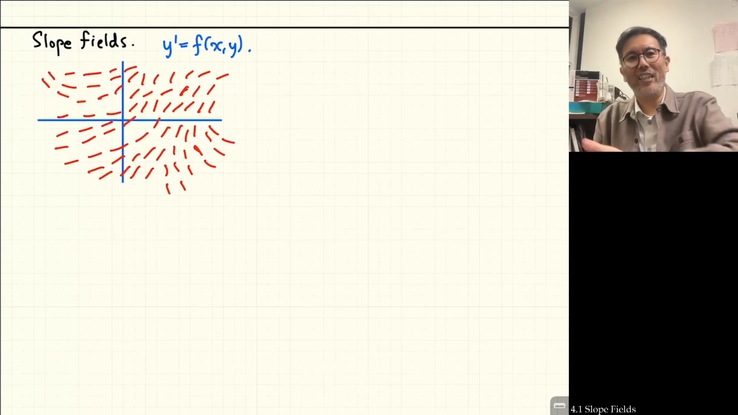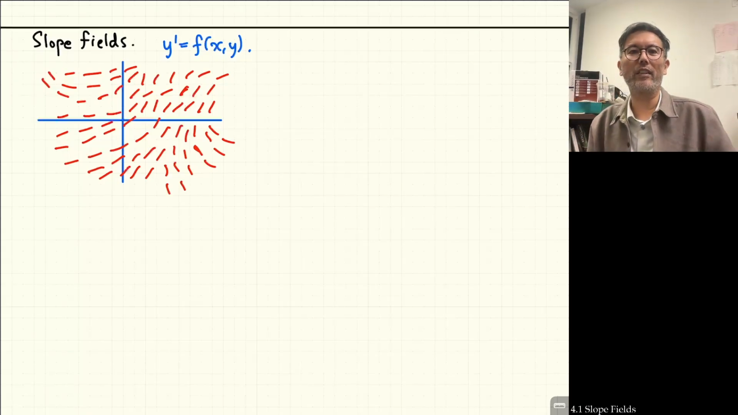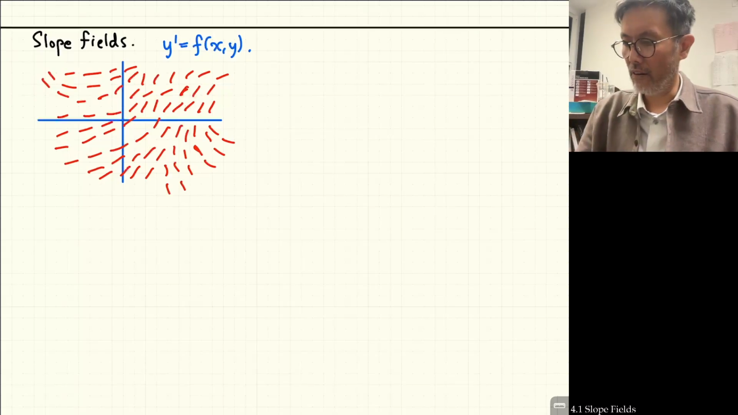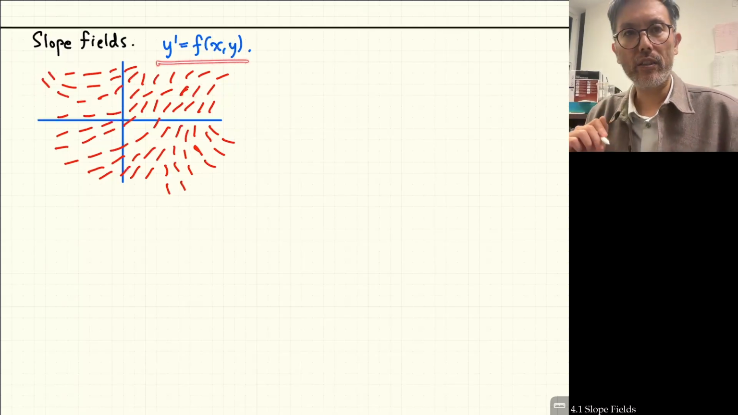Okay, so that might be an example of a slope field. It's very complicated. I can't draw literally everything here, but you get the picture. This is the basic way in which we are going to construct a geometric visualization of this differential equation.